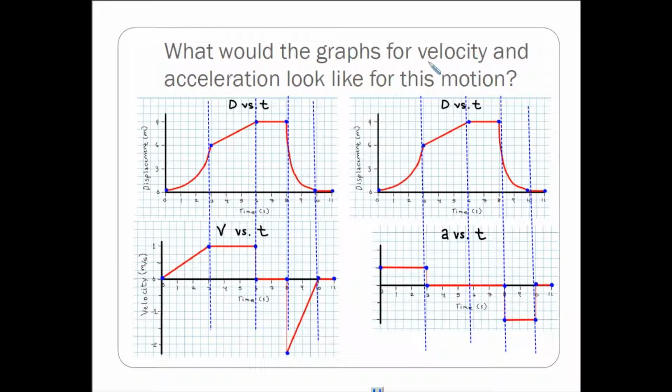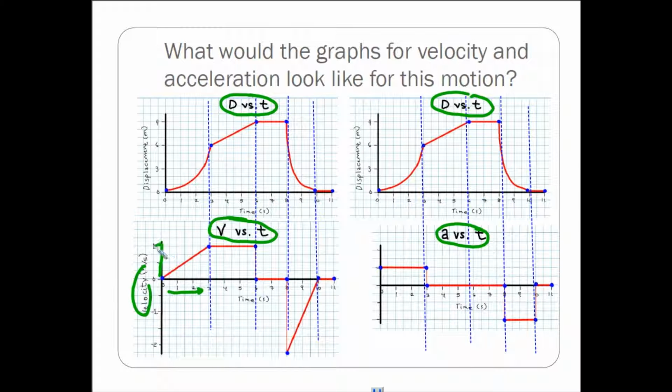What would the graphs for velocity and acceleration look like for this kind of motion? Well, as you can see, what I've done here is I've taken my displacement versus time graphs, and I've laid below them an example of a velocity versus time graph and an acceleration versus time graph for the same motion during the same intervals. Analyzing the velocity versus time graph, for my displacement versus time, as I go from 0 to 3 seconds, my velocity is constantly changing. And as a result, on my velocity versus time graph, as time goes on, my velocity increases.